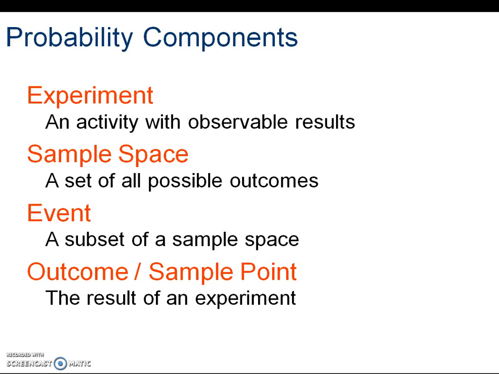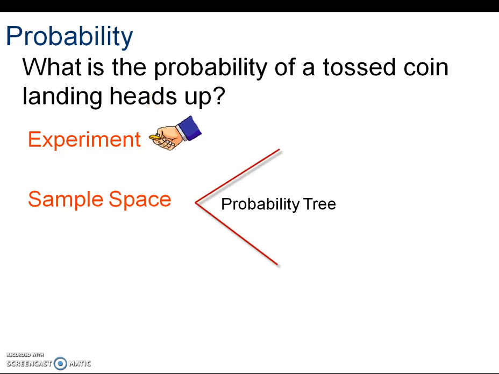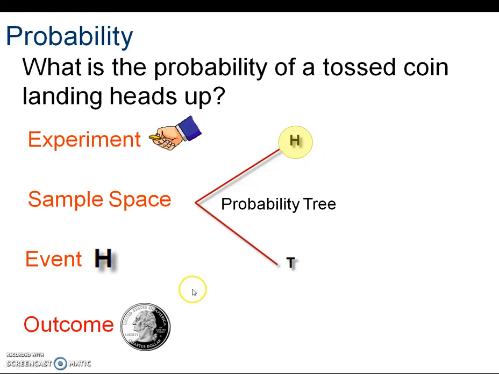So the probability components you can get through experiments. You can talk about sample space, a set of all the possible outcomes, the event, which is a subset of the sample space, and the outcome or sample point, the result of the experiment. So we'll talk about this in a coin flip. If you flip a coin, that's your experiment. The sample space is there's two possibilities, heads or tails. The event is it lands on its head. The outcome is the actual coin on its head.